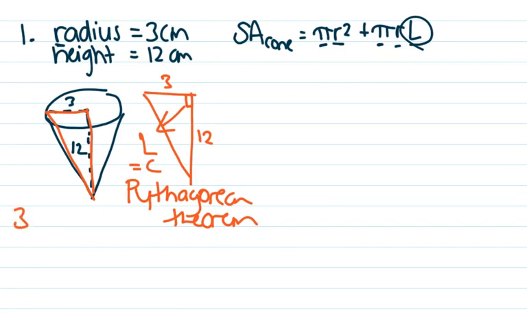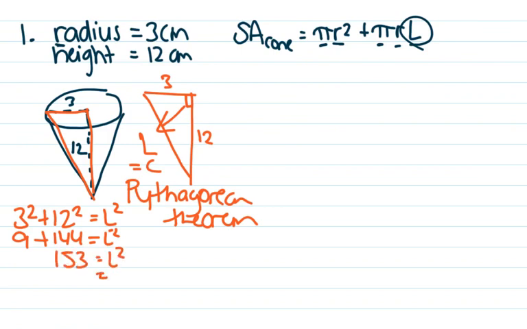So I have 3 squared plus 12 squared equals l squared. 3 squared is 9. 12 squared is 144. 9 and 144 is 153. Take the square root of both sides, and the square root of 153 is 12.4 approximately. Alright, so now I have the slant length. l is 12.4. So now I can plug that into the equation.